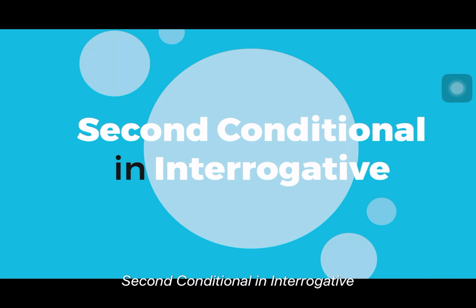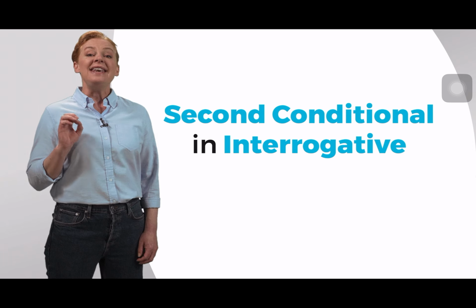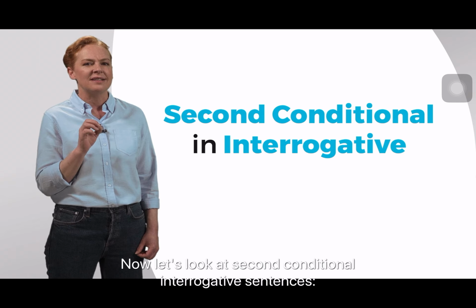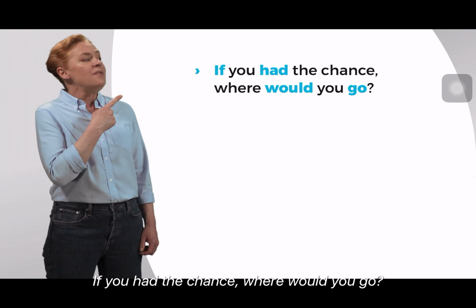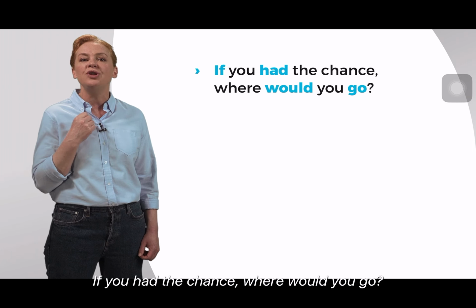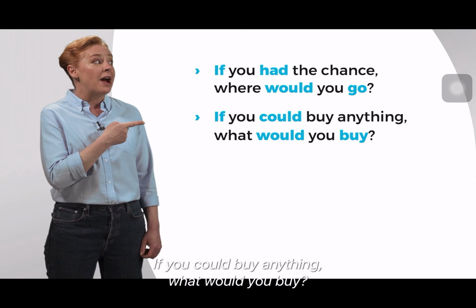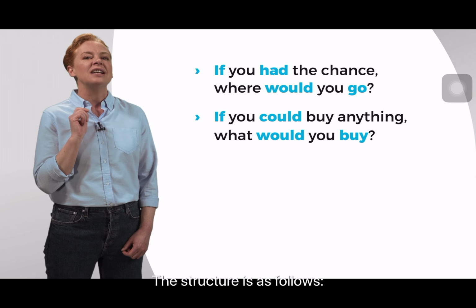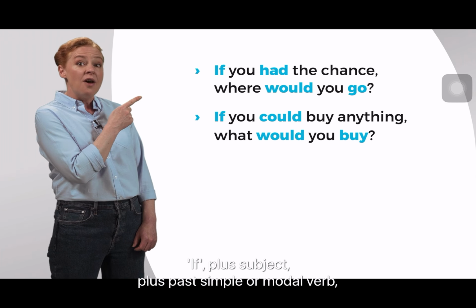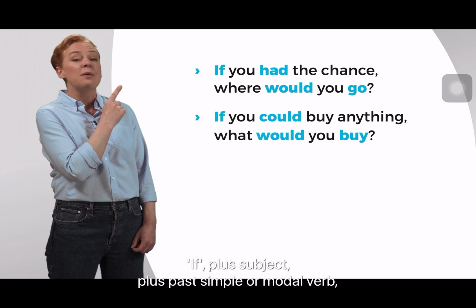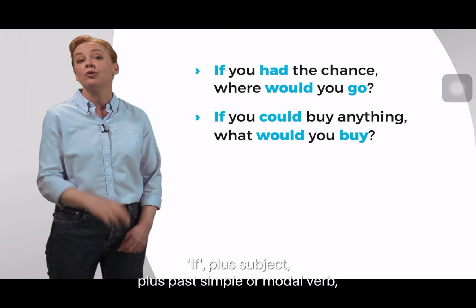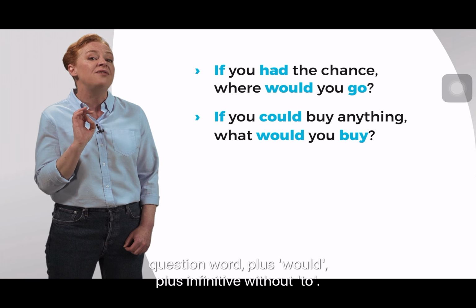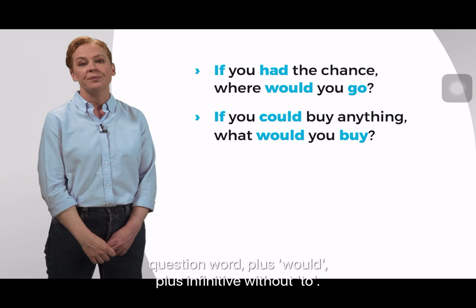Second conditional in interrogative. Now, let's look at second conditional interrogative sentences. If you had the chance, where would you go? If you could buy anything, what would you buy? The structure is as follows. If plus subject plus past simple or modal verb. Question word plus would plus infinitive without to.